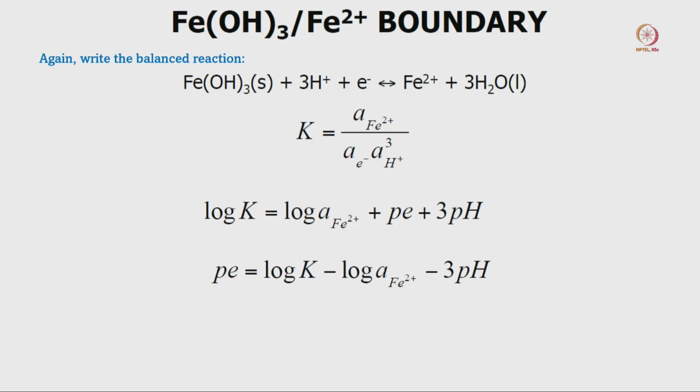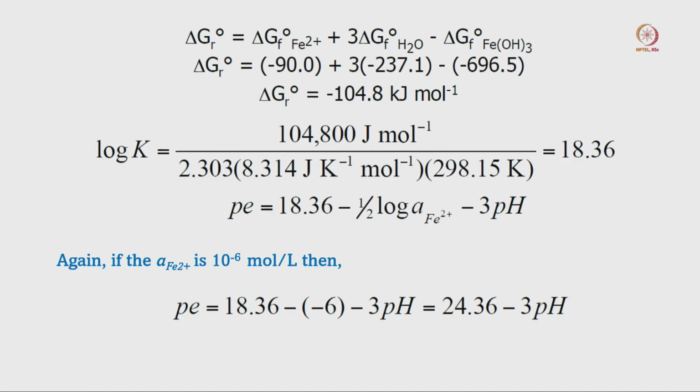Next, let us see another boundary, that is the FeOH3 and FeOH2 plus boundary. Again, first we write the balanced equation. Then we write the K value in terms of the equilibrium constant. Again, from the equilibrium constant take log and write it in terms of Pe and pH. Here we have to find out what the log K is, and that is 18.36.